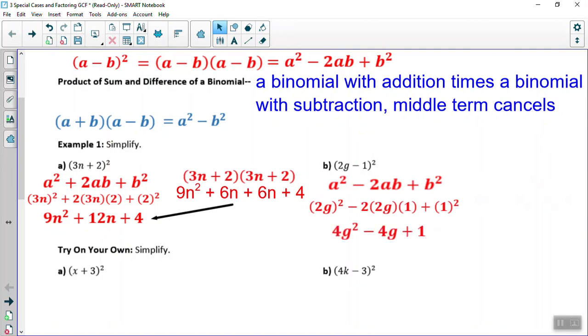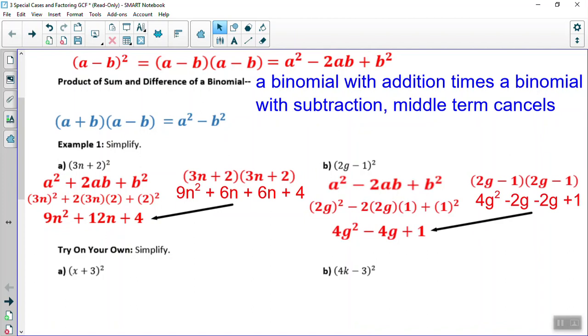All right, now we can work through each part. So 2g squared gives us 4g squared. 2 times 2g times 1 gives us 4g, and then 1 squared is 1. All right, well, we can also just use our regular FOIL, okay? So 2g times 2g gives me 4g squared. 2g times negative 1 is negative 2g. Negative 1 times 2g is negative 2g. And then negative 1 times negative 1 is a positive 1. I can combine those together to give us that middle term.